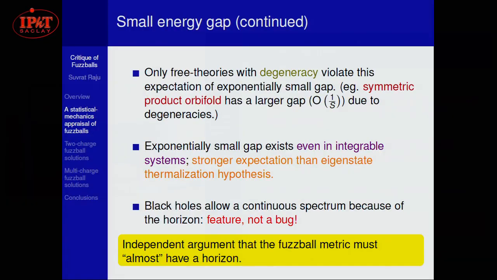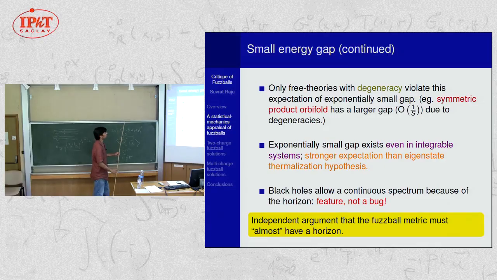Okay. Now I want to point out that there are some theories where the gap is much larger. For example, if you have a free theory where energy eigenstates are degenerate, then indeed the gap could be much larger. For example, if you look at the symmetric product orbifold, that has a much larger gap. The gap is order 1 over S, in the language I'm using. And that gap is much larger because of degeneracies. Okay. But if you're not in a free theory, even if you're in an integrable theory, then the gap between energy eigenstates is exponentially small.